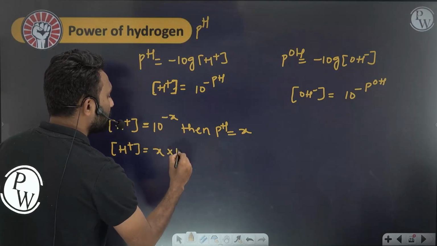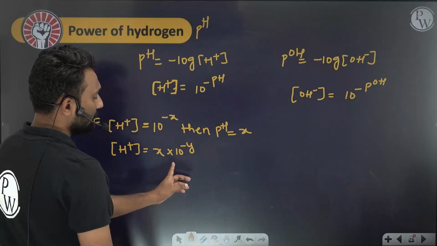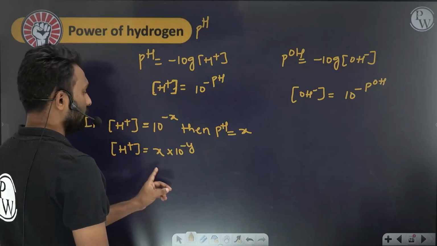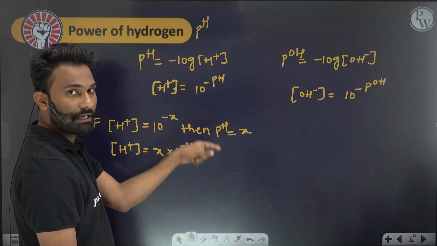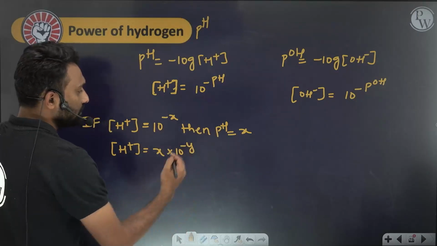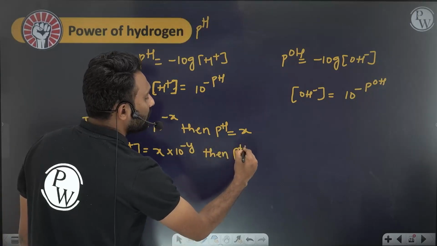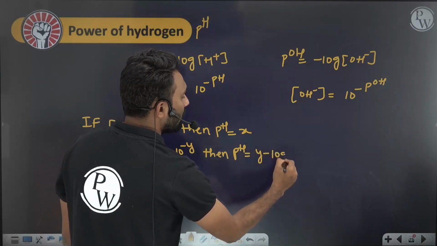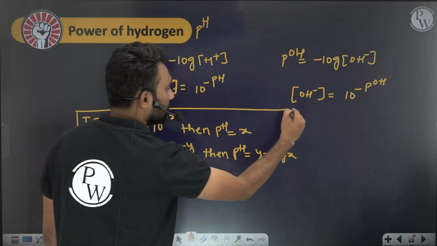Now next, if H plus is equal to x into 10 to the power minus y, and the H plus ion concentration is given like this in the question, I will base the question on these two concepts. Just you see, then pH will be equal to y minus log x. This is very important.